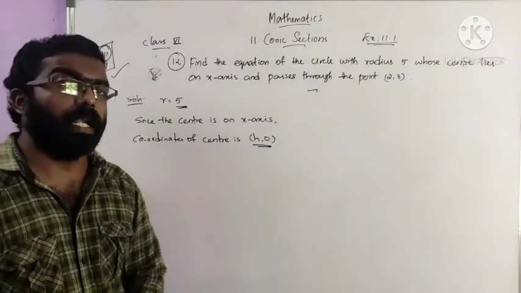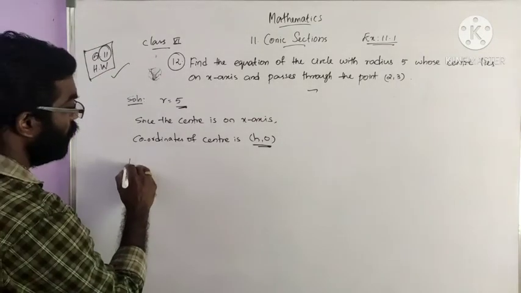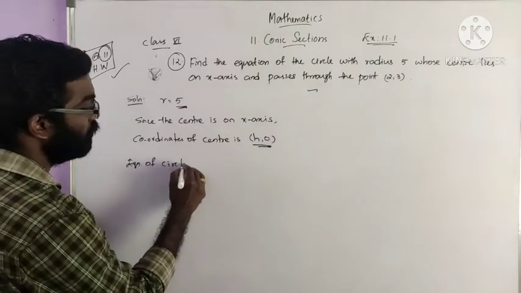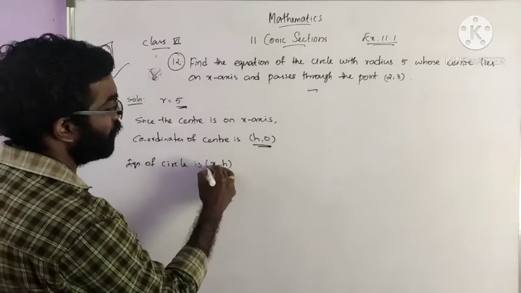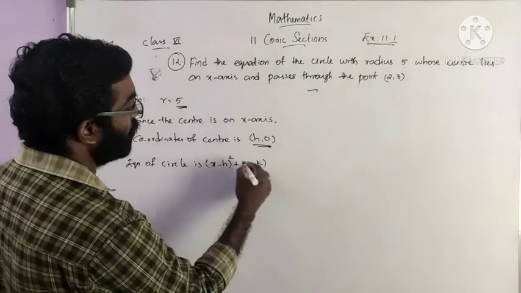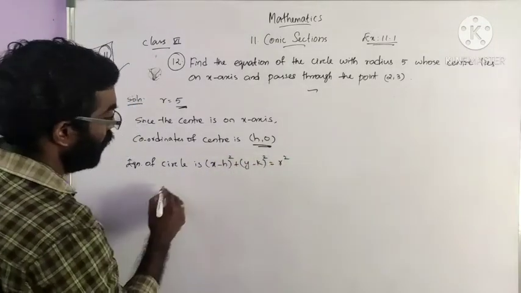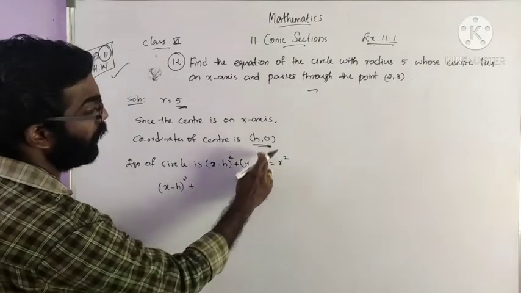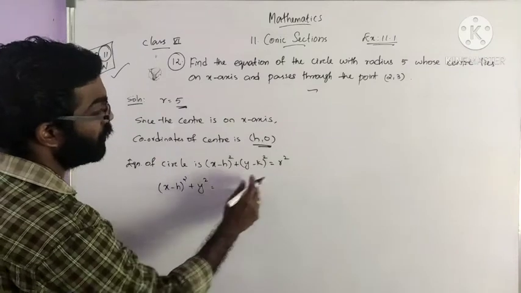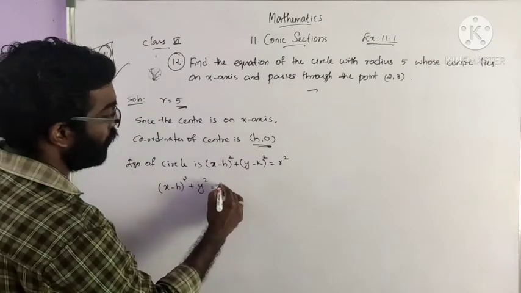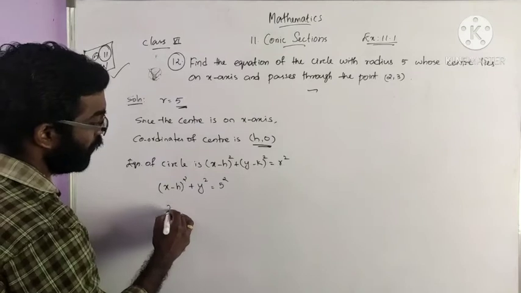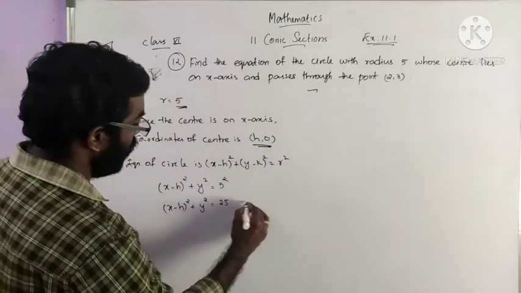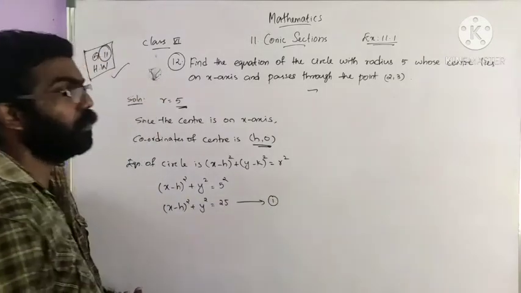Right. We can write the equation of the circle first. Here the equation of the circle is x minus h the whole square plus y minus k the whole square is equal to r square. Here k is 0, so y square, which is equal to r square. r is 5, 5 square. That is x minus h the whole square plus y square is equal to 25. We can take it as equation number 1.